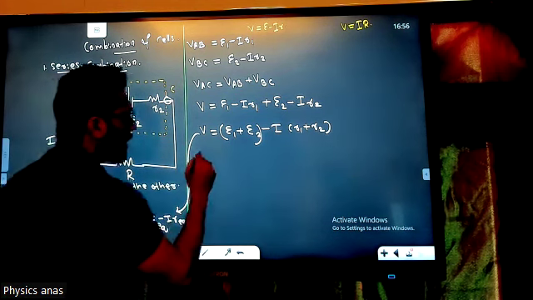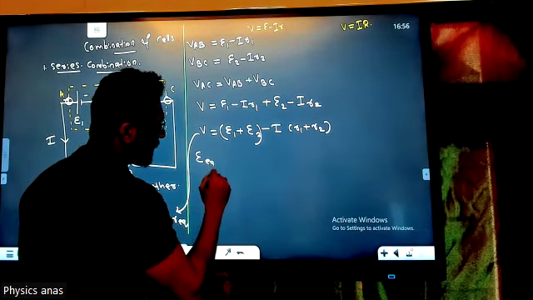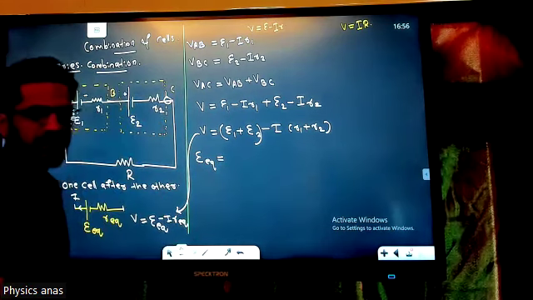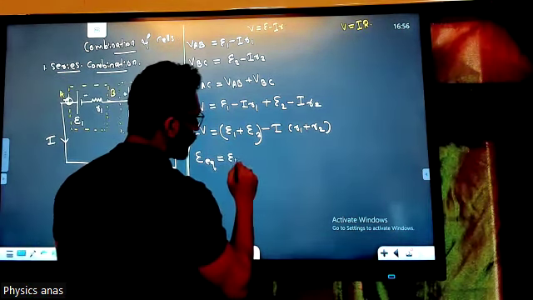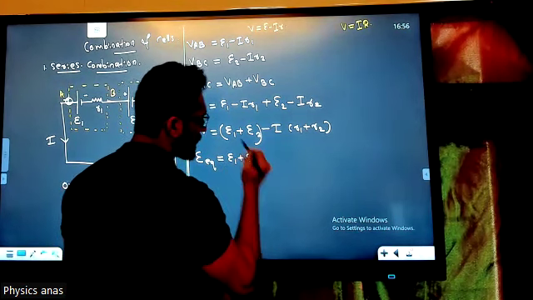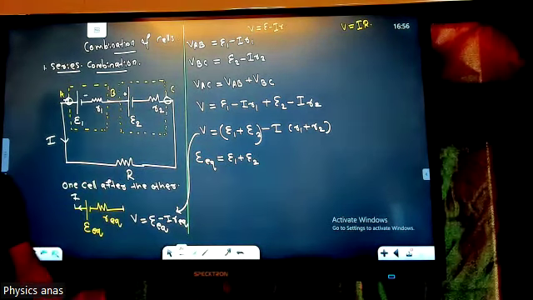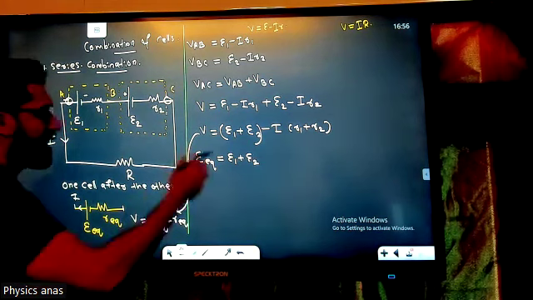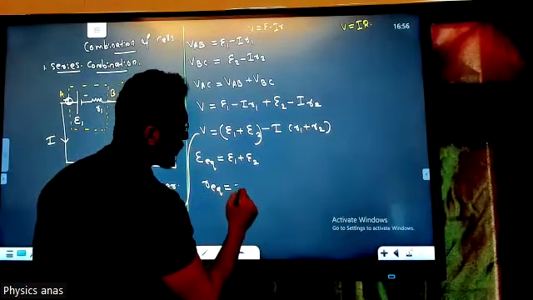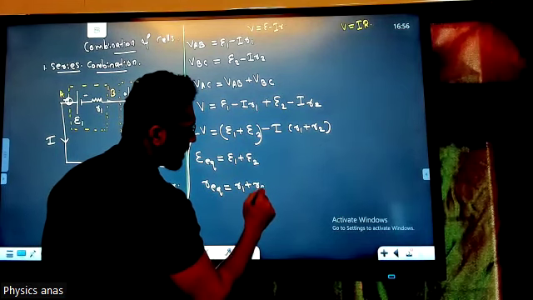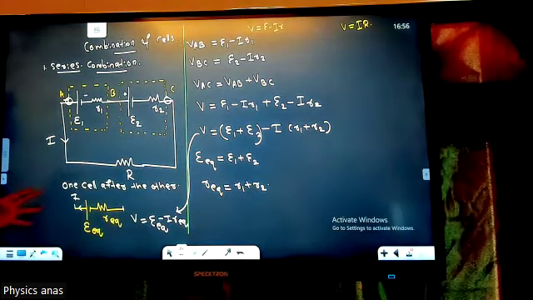That means you can write E equivalent from this. What is E equivalent? E equivalent is E1 plus E2. And what is R equivalent? R equivalent is just R1 plus R2. If you have connected two cells, the equivalent EMF will be E1 plus E2. The equivalent resistance will be R1 plus R2.